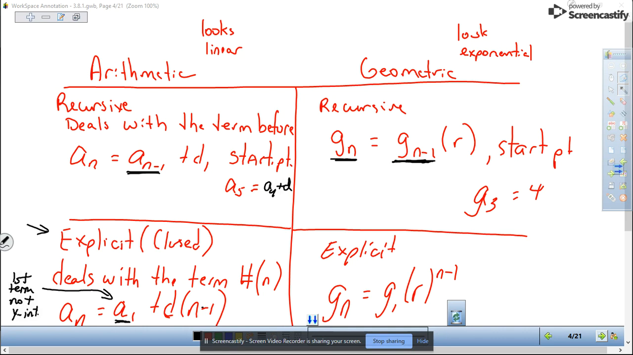Remember, geometric exponential function is repeated multiplication. All right. So g sub 3, g3 would be, I don't know why that's there. Let's erase this. Can't erase.